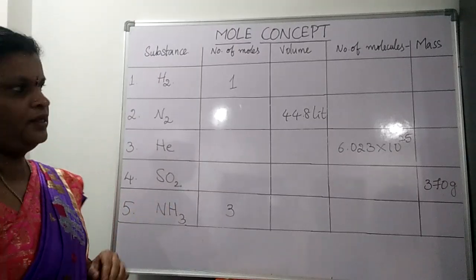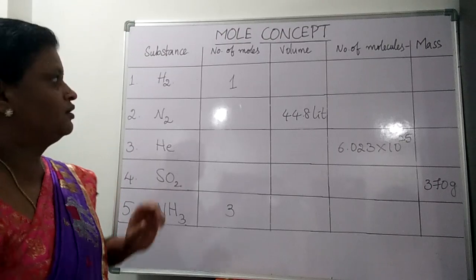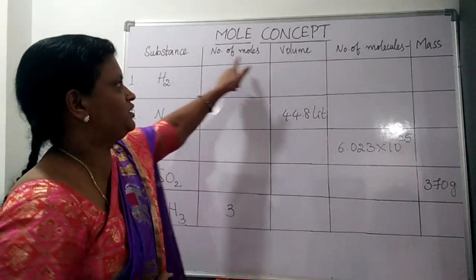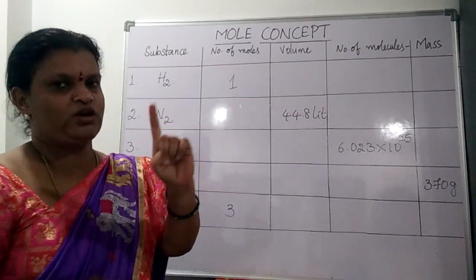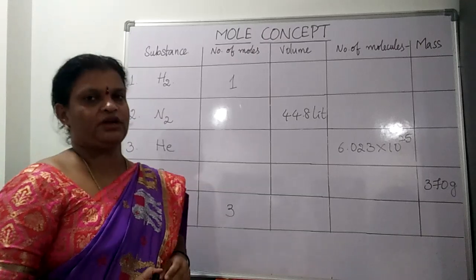So here we have a table showing information about hydrogen, nitrogen, helium, sulfur dioxide and also ammonia. Here we have to fill this table. Just one clue is given: number of moles, volume, number of molecules, or mass. In these four details, only one detail is given for us. The remaining all we have to fill. So how are we going to do it?